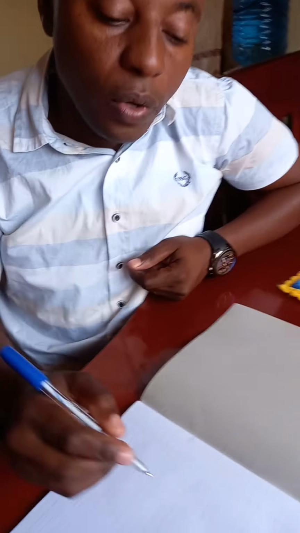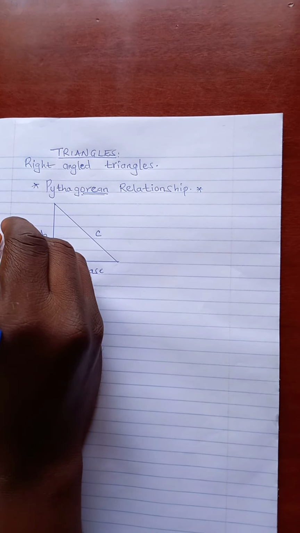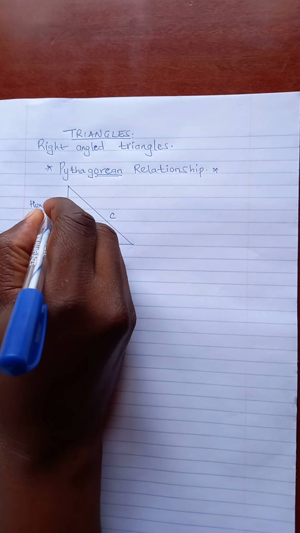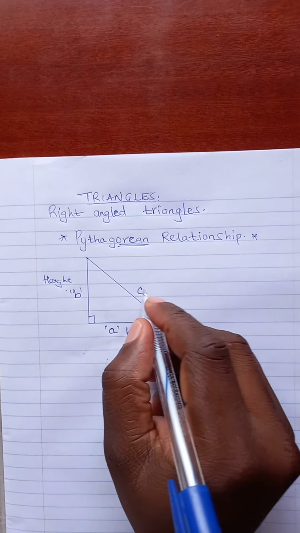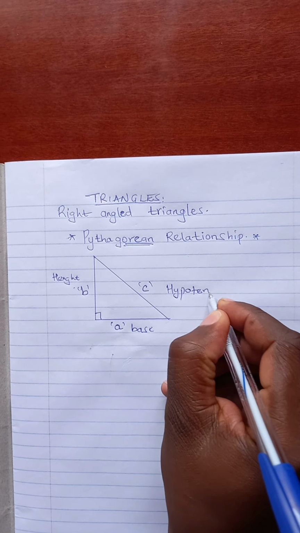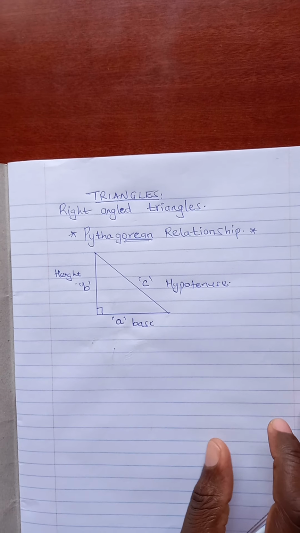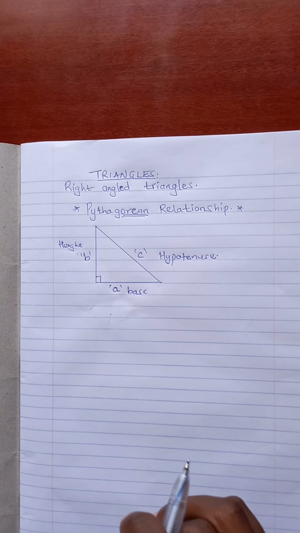One, we have what we call the base, which we denote with letter A. We have the height, which is represented with the letter B. And you have the longest side, C, which is always our hypotenuse. So learners, these three sides are related to each other when we square them.